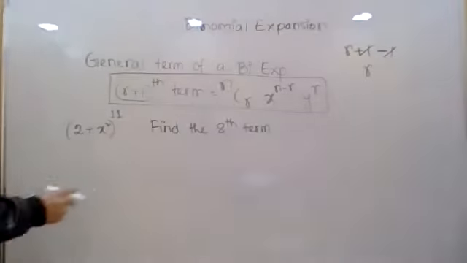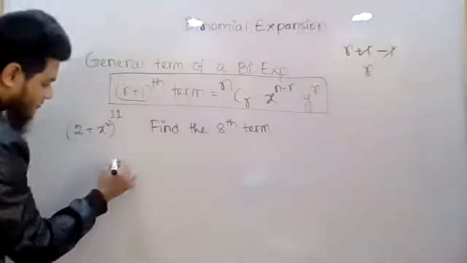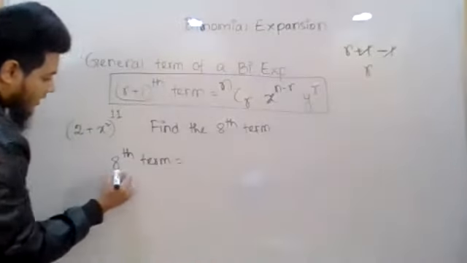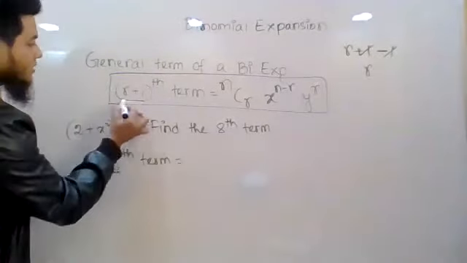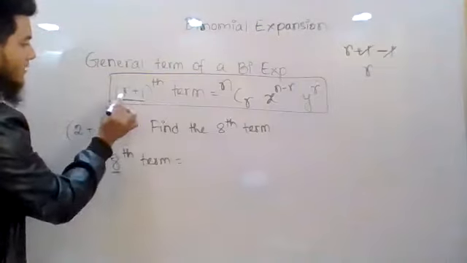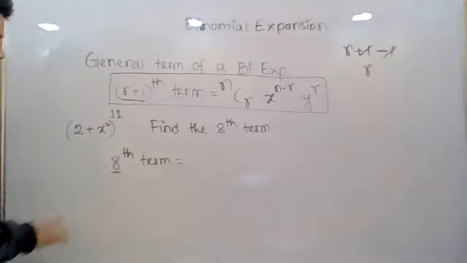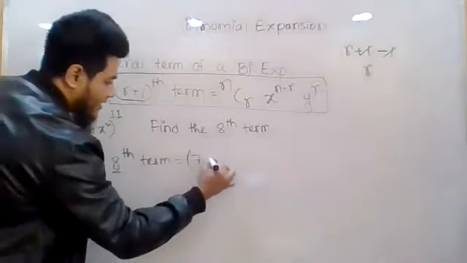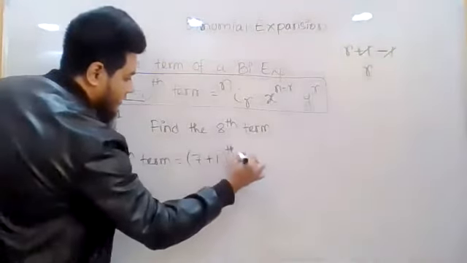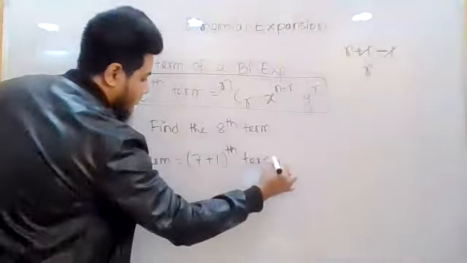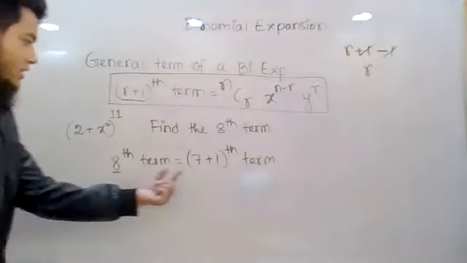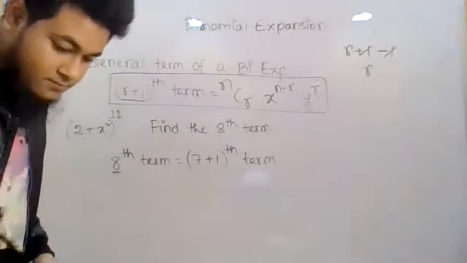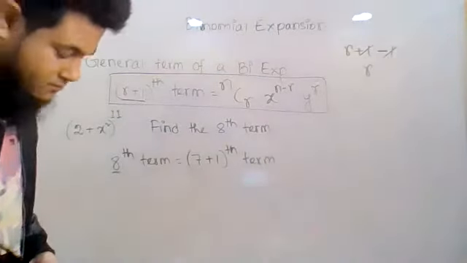How? See, we want the 8th term, right? So I will write 8th term. Now this needs to be written in this form, something plus 1. So if I want to write 8 in this form, how can I write it? I can write it as the 7 plus 1 term, correct or not? Anybody disagrees? I wrote it 7 plus 1. Yes, sir.